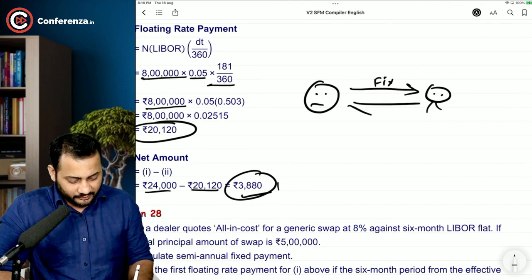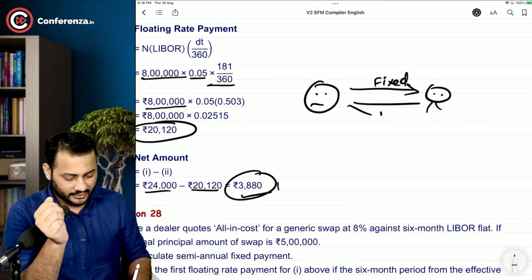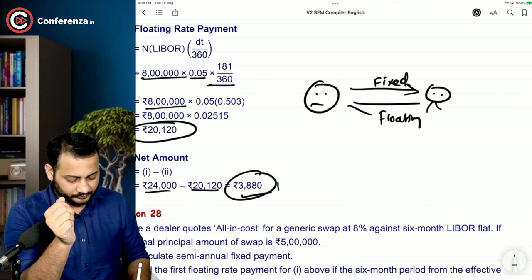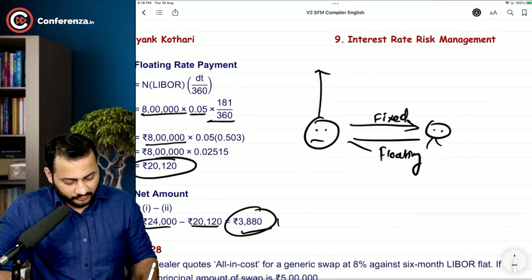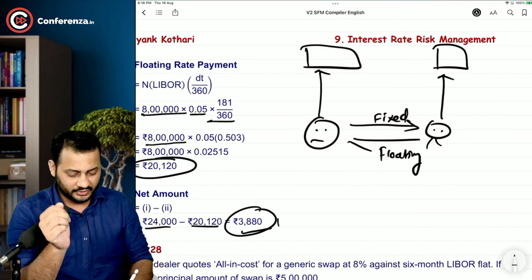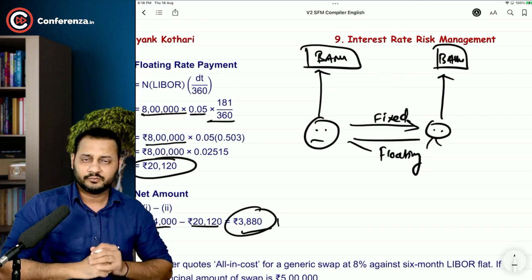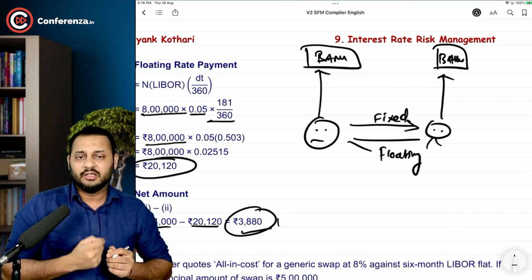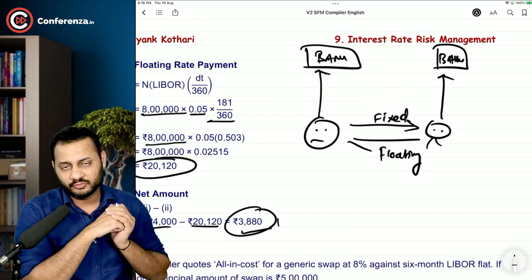So let's say for example, he agreed to pay fixed to the other party and the other party agreed to pay floating to the first party. Then you can clearly say that both of them might have taken a loan from the bank. This picture is not given in the question. So this is bank and this is bank. Okay. Now you just tell me at which rate each party has taken a loan from the bank.